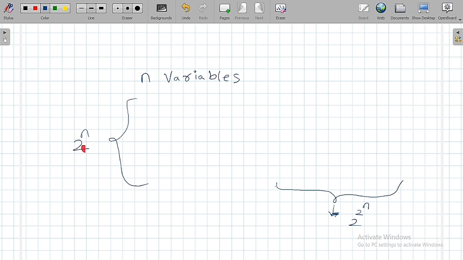So you have to take 2 to the power of this value. Here n is there, so you take just 2 to the power of n. And for here, you take 2 to the power of this value, just 2 to the power of 2^n.